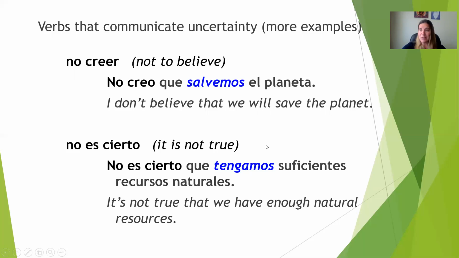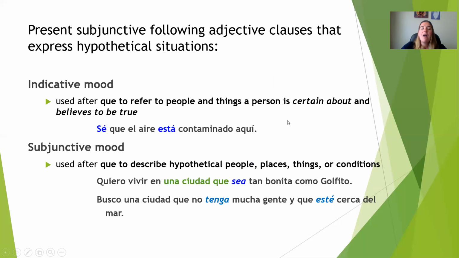Okay, so maybe you're sensing the theme of chapter 12, el medio ambiente, the environment, and how to save the planet, I guess, kind of what we're going to be looking at in chapter 12. Finally, this is the last one.